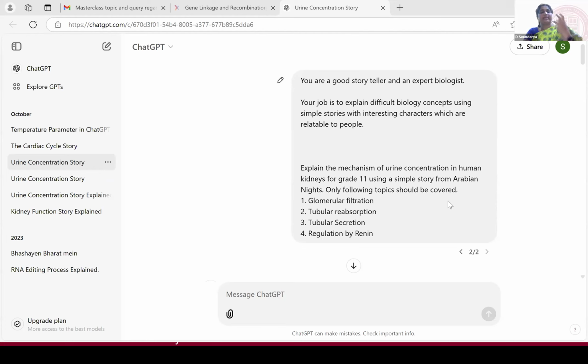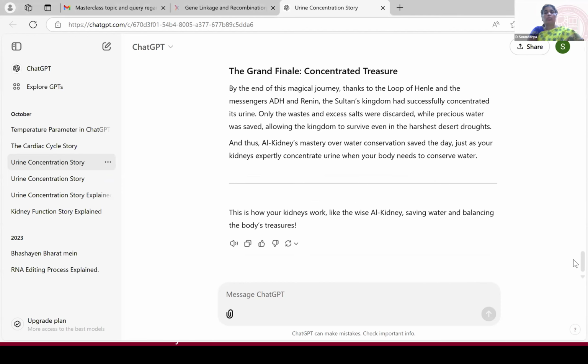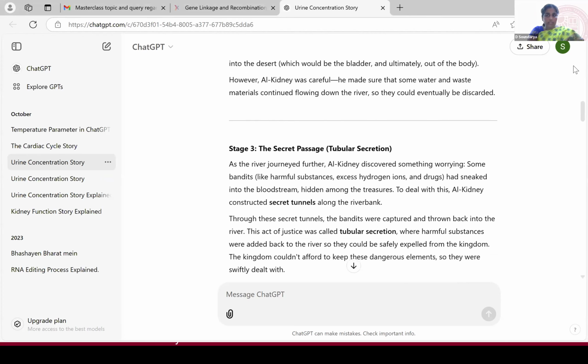Why can't we use a setup like this where we make our characters, that is probably our organs, as characters and use them in our story? And I have asked them to cover these topics. So if you notice here now, what are the different things it has suggested to me? It has given me such a big option for a story.